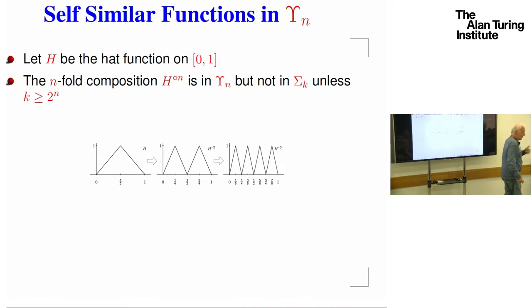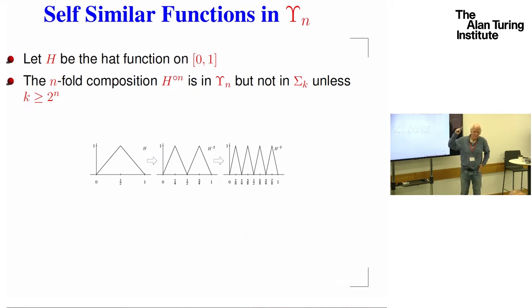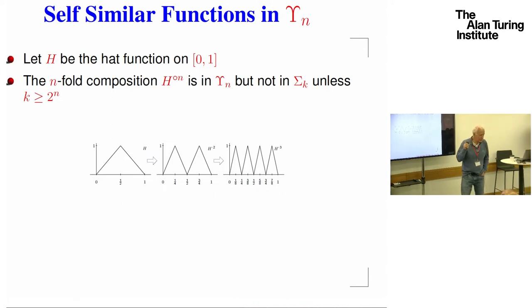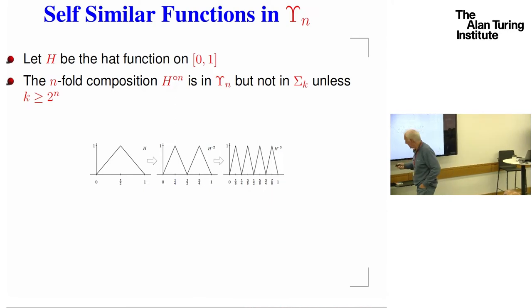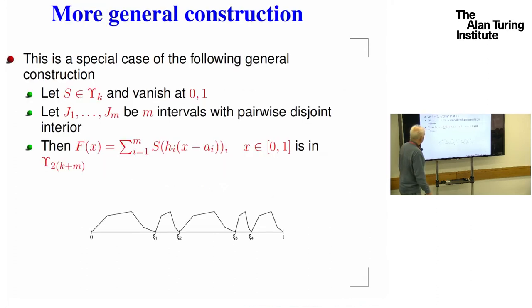If L is n, if I take n layers, I can get this piecewise linear function with 2 to the n pieces. Notice the number of pieces is 2 to the n. The number of parameters is just n, right, or constant times n. That's critical. Well, everybody knew this. So this is the power of composition. With very few parameters, you produce very complicated functions.